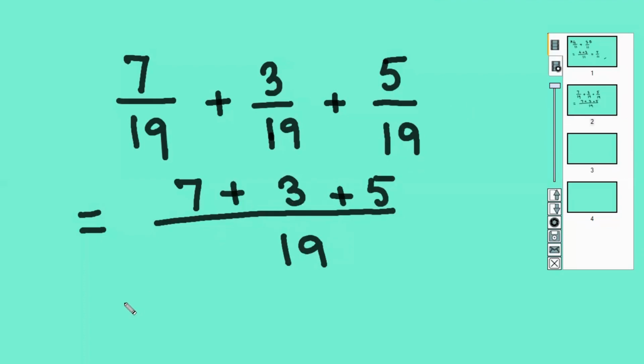So what do we do? We actually get 7 plus 3 is 10 and plus 5 is 15. 15 out of 19. Finish. My work is done. So do we go for another sum? Okay.